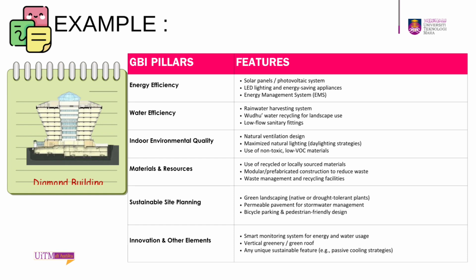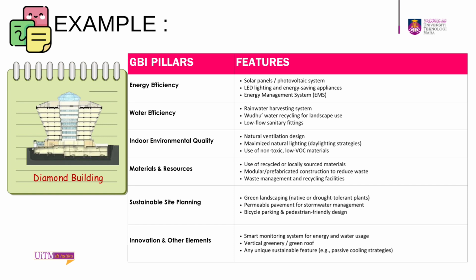Example: GBI pillars. Features: energy efficiency, solar panels, photovoltaic system, LED lighting and energy-saving appliances. Energy management system, EMS. Water efficiency: rainwater harvesting system, wudu, water recycling for landscape use, low-flow sanitary fittings. Indoor environmental quality: natural ventilation design, maximized natural lighting, daylighting strategies, use of non-toxic, low VOC materials. Materials and resources: use of recycled or locally sourced materials.